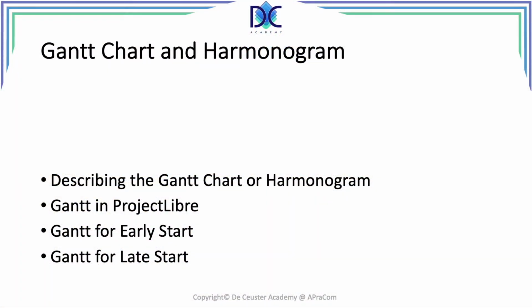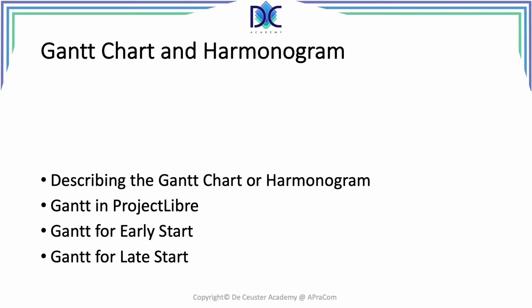In previous videos, we built the precedence diagram and applied the critical path method to determine the start and finish times and the slack of the activities. With this information, we can build a Gantt chart, and that is what we will do in this new video. First, I will describe the principles of the Gantt chart and the harmonogram. Then I will show you a Gantt chart in Project Libre, which is a free project management software.